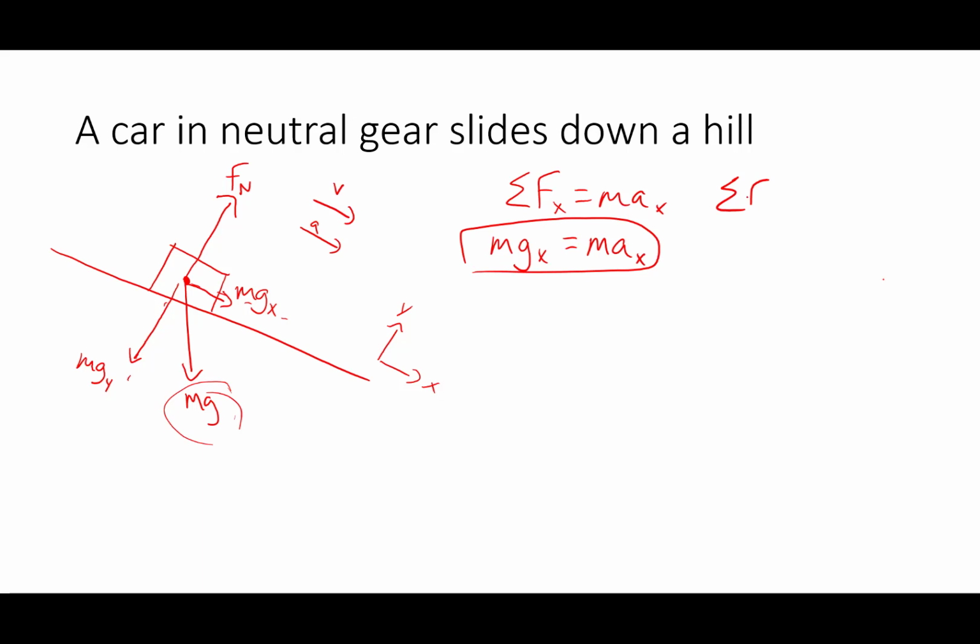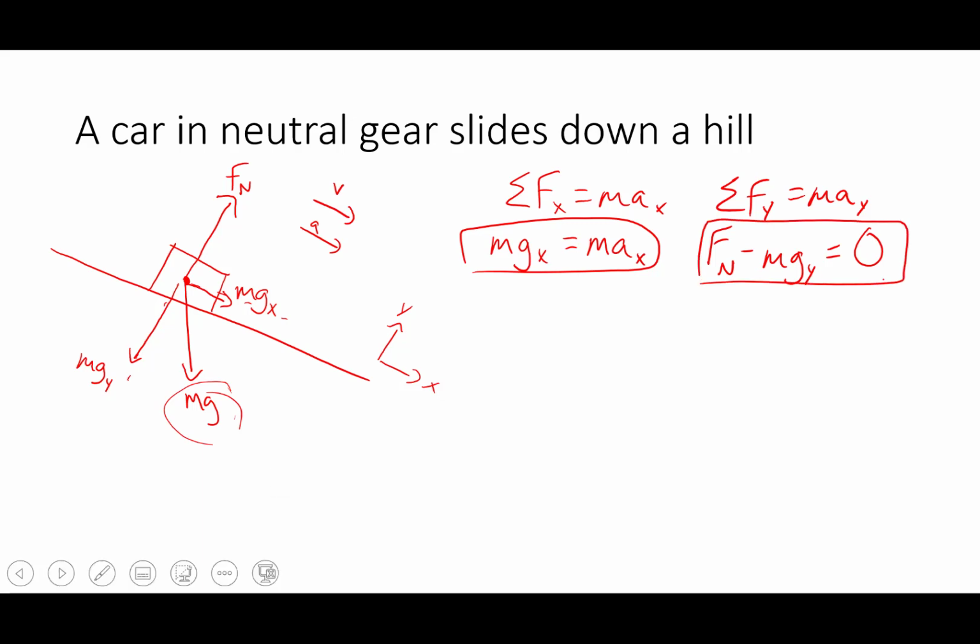In the y direction, it's not moving into the ground or off the ground, so it's just going to be normal force minus mgy. Since there's no acceleration in y, it's equal to 0. The normal force is equal to the y component of the gravitational force. That's all. Hope that was helpful.